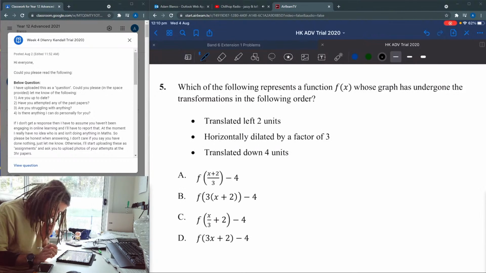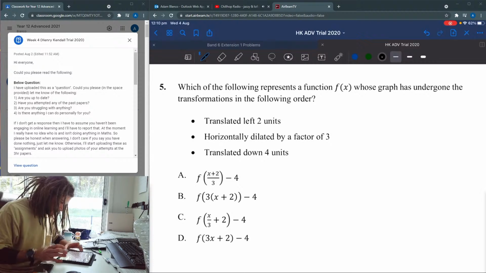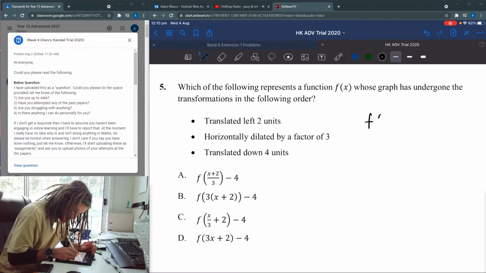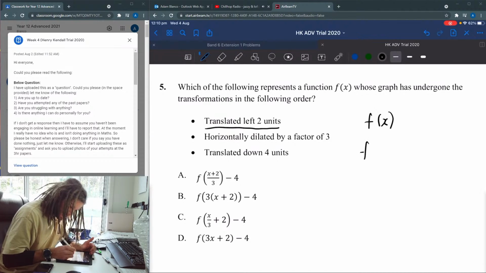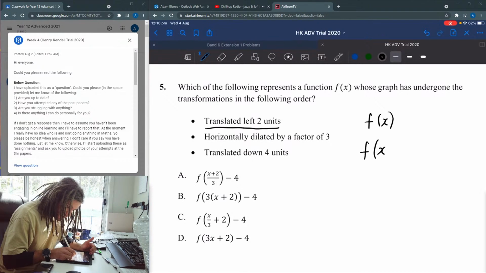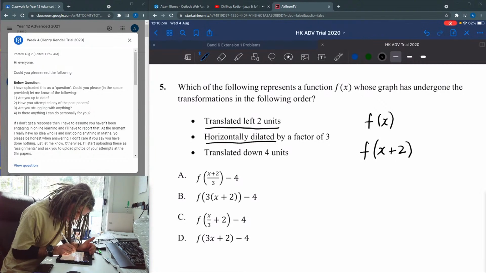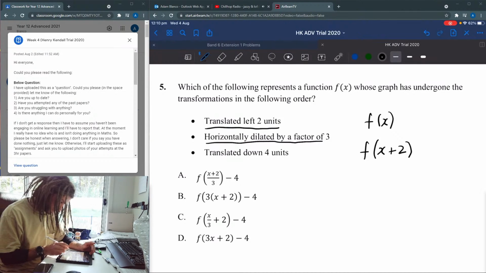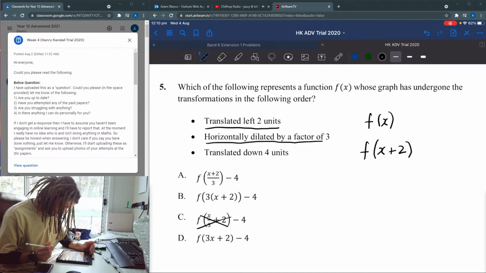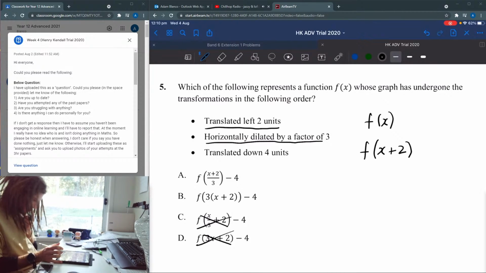Which of the following represents a function whose graph has undergone transformations in the following order? Okay, so I'm going to write f of x first. Translated left 2 units, so that means x plus 2. That's right, isn't it? Yep. Horizontally dilated. Does this knock out any of these yet? Yeah, it does actually. It knocks out this one and this one. Horizontally dilated by a factor of 3.